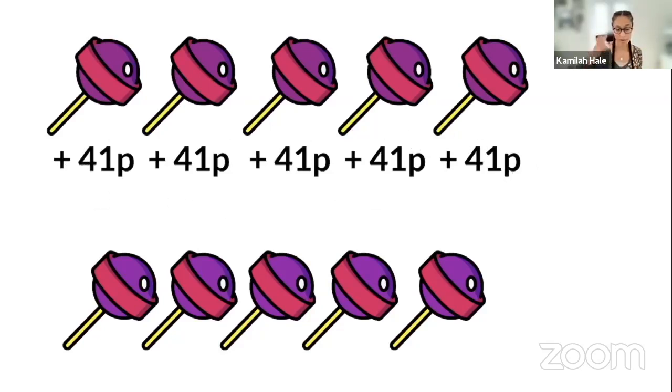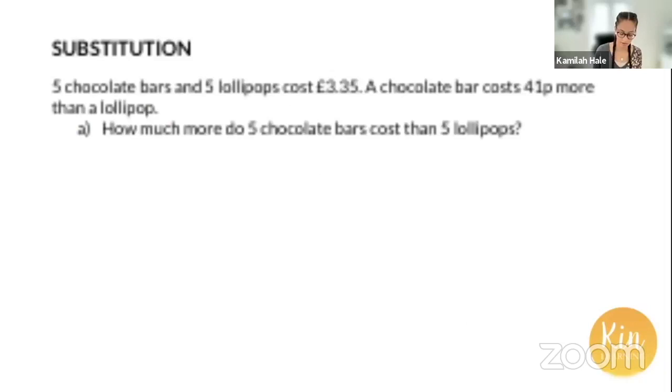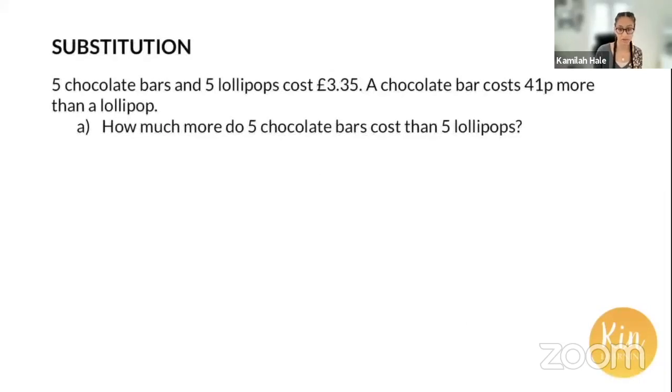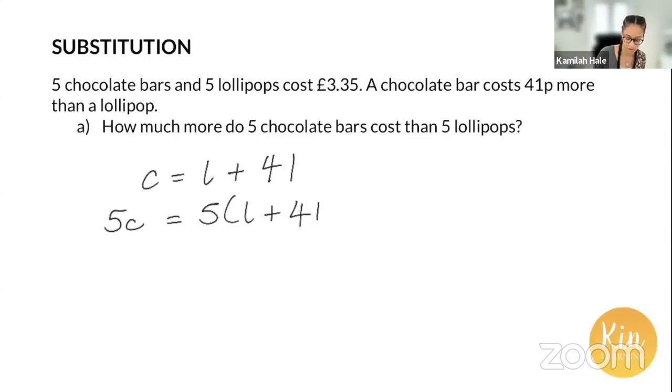Okay, so think about replacing them. So that would be £2.05, 41 times 5. If you want to solve it algebraically, I'll just show you how to do that. So chocolate is the lollipop plus 41. You want to know how much more 5 chocolate bars cost. So 5 chocolate bars equal 5 lollipops plus 41. Oh, fabulous. A lot of you getting the right answer there. Well done. Okay, and 5L plus £2.05 is what we end up with there.